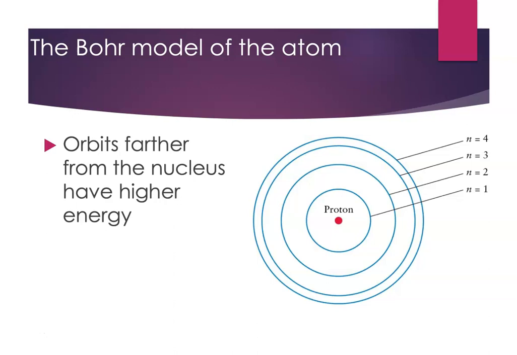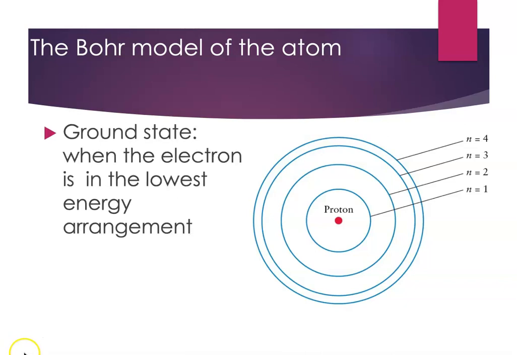So if we start in the first orbit, which I've called n equals 1, that's got a lower energy than being in orbit 2, which has a lower energy than being in orbit 3, which has a lower energy than being in orbit 4. We talk about the ground state when the electron is in the lowest energy arrangement.